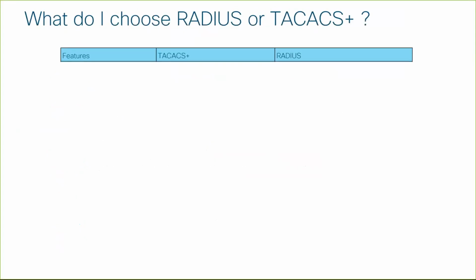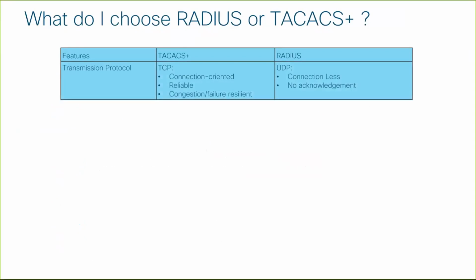Now let's take a look at the difference between Radius and TACACS. Why do you need to use Radius versus TACACS, or why use TACACS versus Radius? The most important thing, I would say, from a protocol standpoint, is TACACS is TCP based. It's connection oriented. For every TCP transmission, there is an acknowledgement sent. Right, and that is what connection oriented means, and it is reliable. If you have lossy links, it is very resilient, all of that is based on TCP.